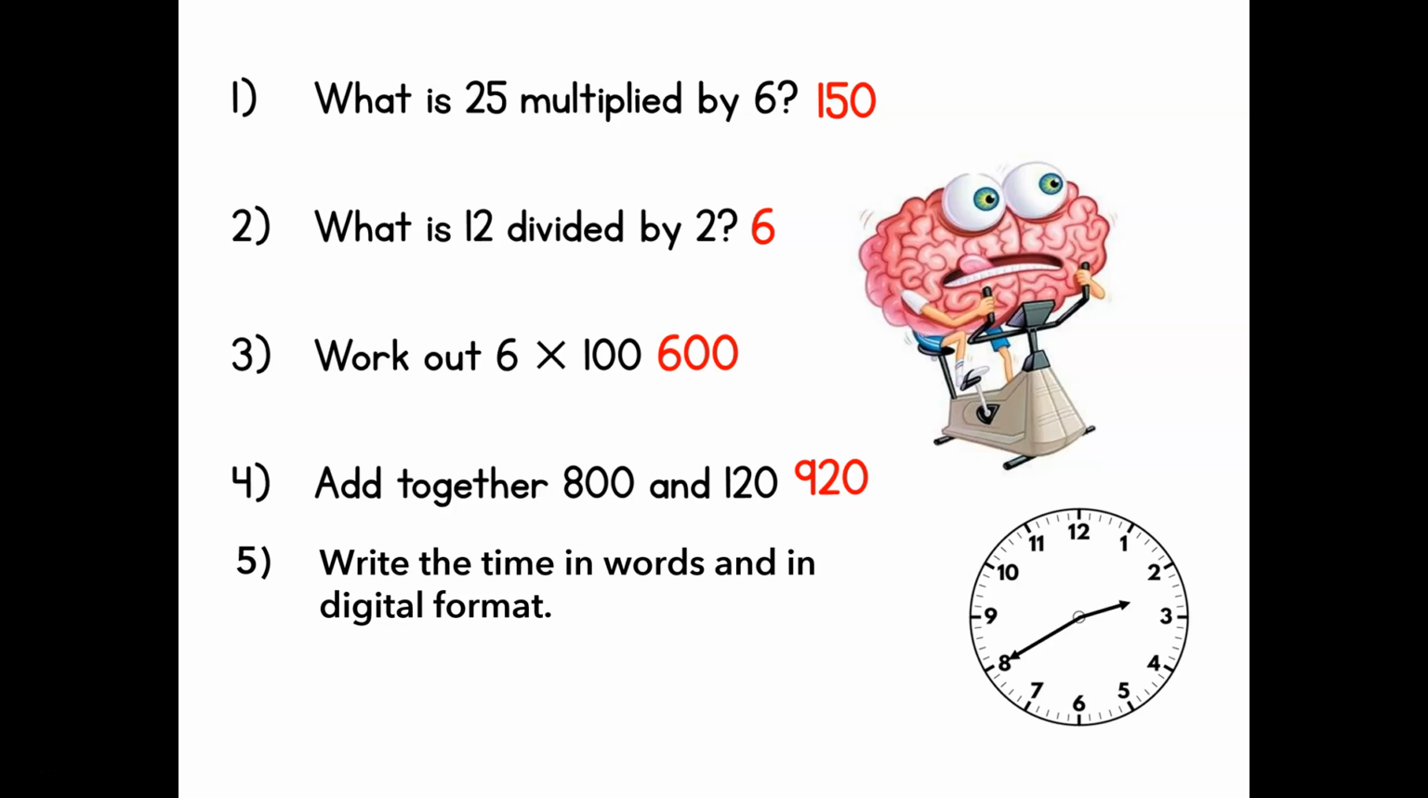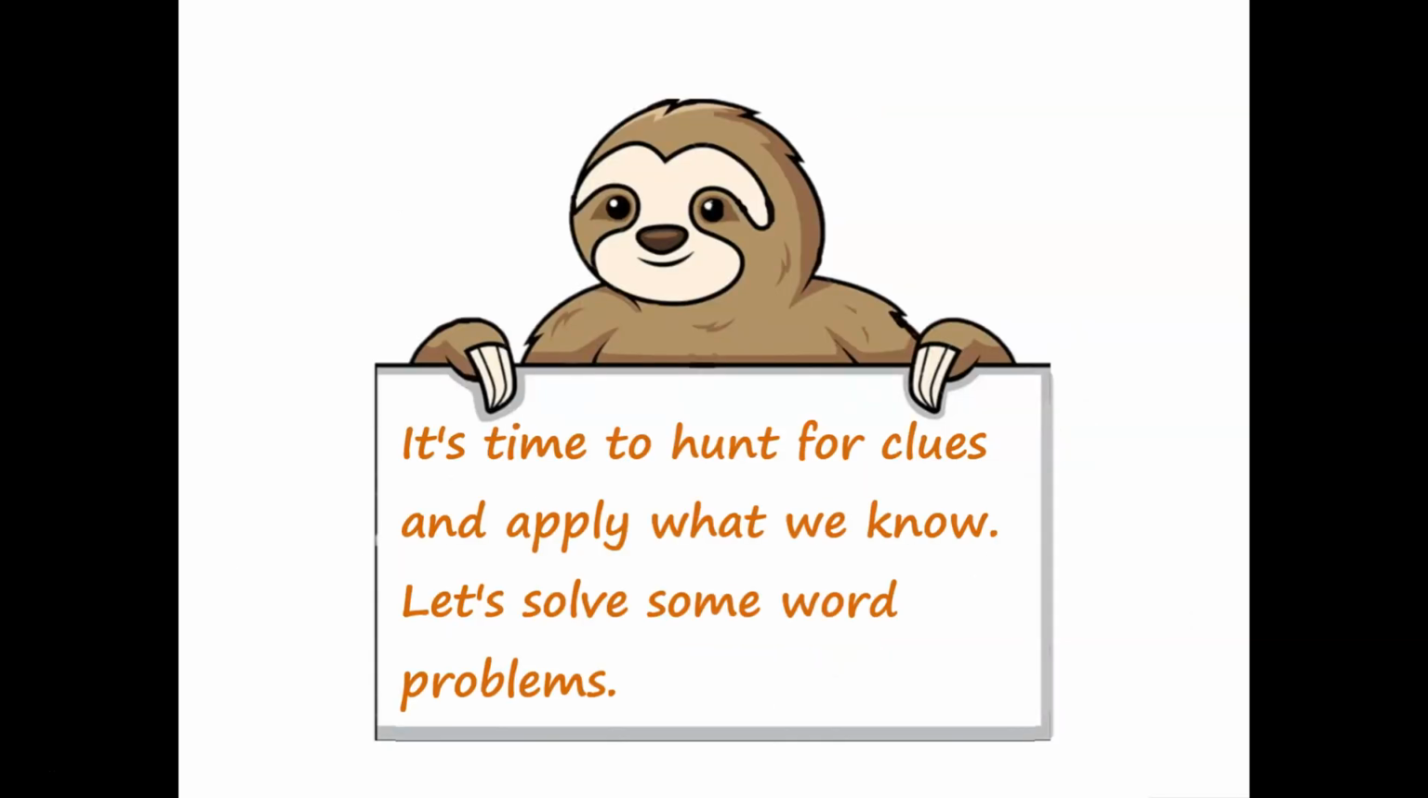Question 5 is a time one. Write the time in words and in digital format. The minute hand is pointing to 8, so it's 20 minutes to the next hour, and the next hour is 3. We write this in digital time, 2:40. Now we're ready to learn. Greg says it's time to hunt for clues and apply what we know. Let's solve some word problems.